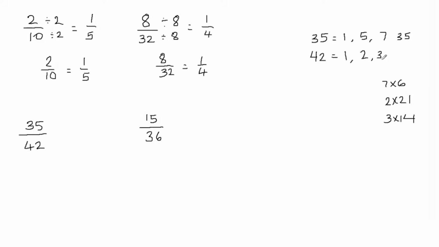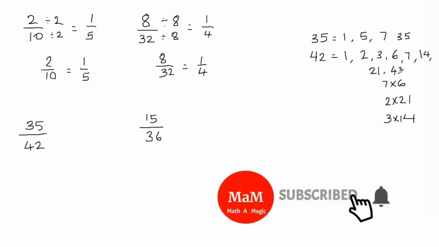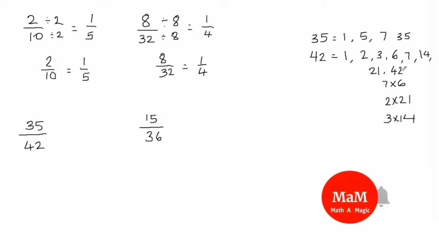So let's write down the factors of 42. This will be 3 after 3. Let's keep it organized. So we're going to write 6 after that, then 7. And then what else do we have? We have 14. We have 21. And obviously, it's going to be 42. So we know that the factors of 42 are 1, 2, 3, 6, 7, 14, 21, and 42.